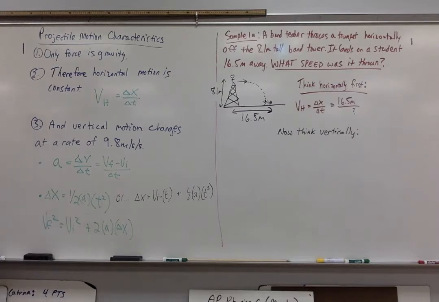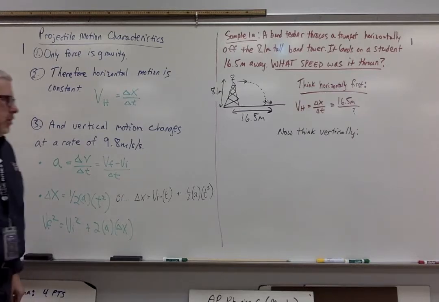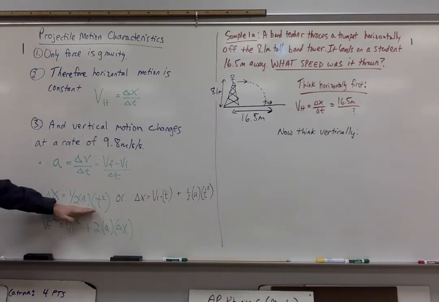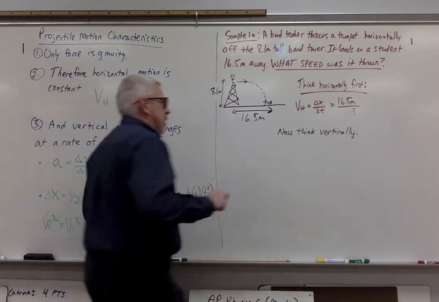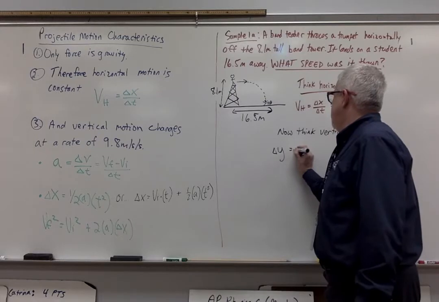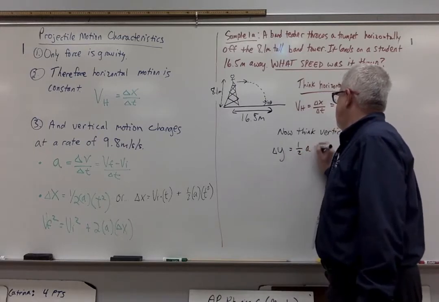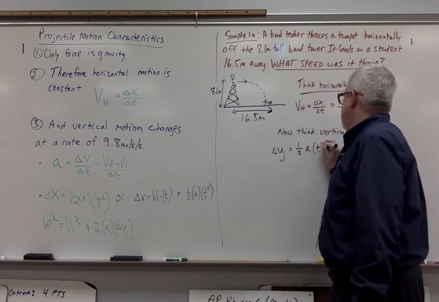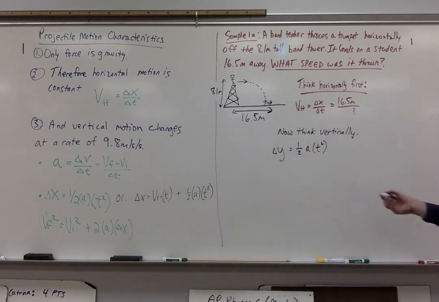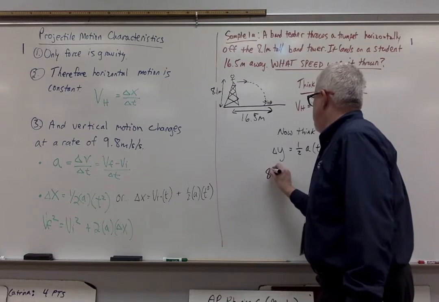That's not helpful. Here, since my initial vertical velocity is 0, I don't have to use this complicated version of the formula. I can use the simple version of it. I think that's what I'm going to do. So I'm going to change this as I'm thinking vertically. I'm going to call it delta y equals 1/2 a t squared. So this delta y, now I'm using vertical distance, which is 8.1 meters.